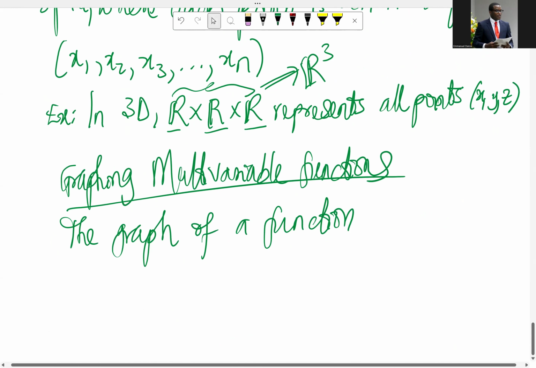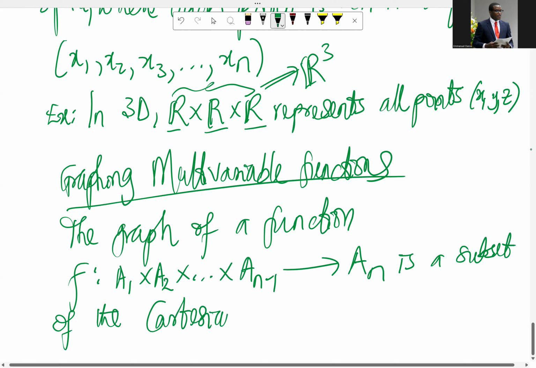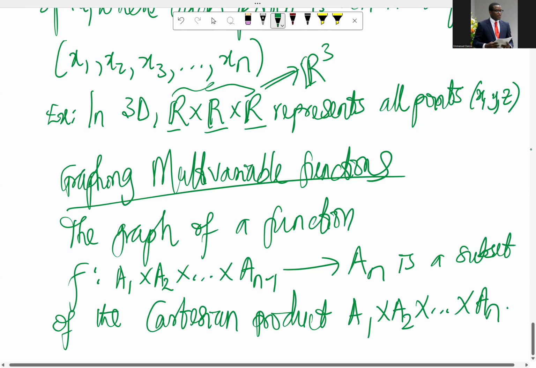The graph of a function defined as f, let me do that properly, A1 by A2 by all that up to An minus 1 mapped onto An, is actually a subset of the Cartesian product A1, A2, all that up to An. Okay, so that's some kind of abstraction.